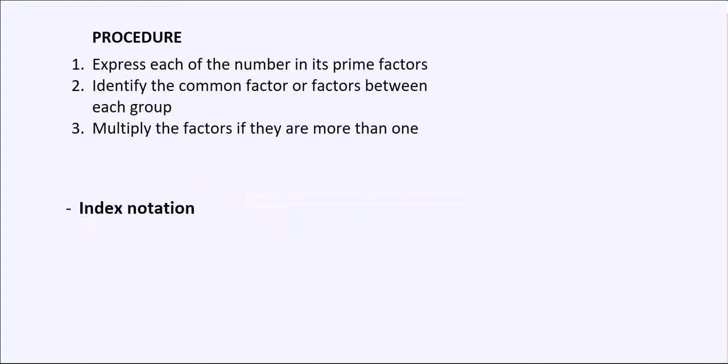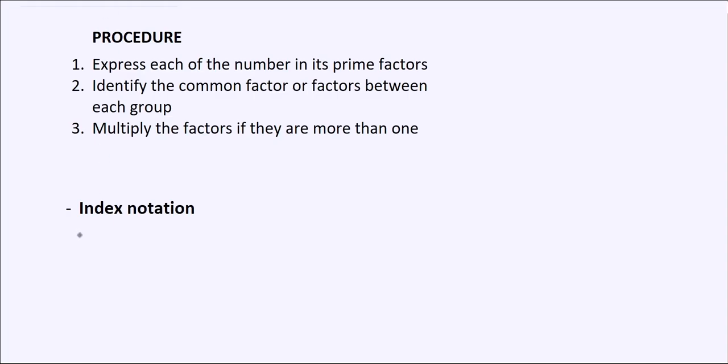So the procedure for finding the HCF or GCF of a set of numbers is as follows. 1. Express each of the numbers in its prime factors. If you don't know what a prime factor is, check out the previous lesson on prime factors. You need to go through that lesson before coming to this one. 2. Identify the common factor or factors between each set of numbers. 3. Multiply the factors if they are more than 1. Okay, so we'll make more sense out of this.